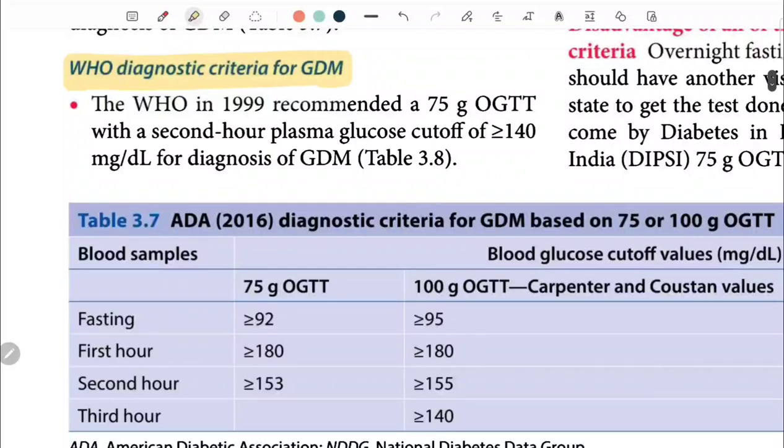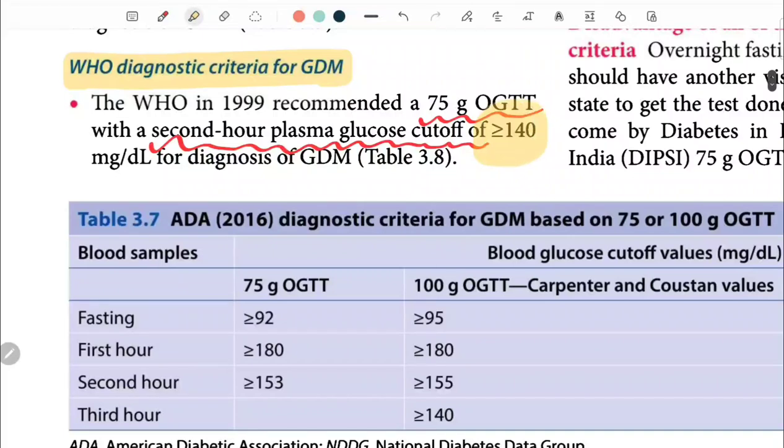Now, the WHO diagnostic criteria for GDM is very, very important. The WHO in 1999 recommended a 75 gram OGTT with a second hour plasma glucose cutoff value of greater than or equal to 140 mg per dL for diagnosis of GDM.